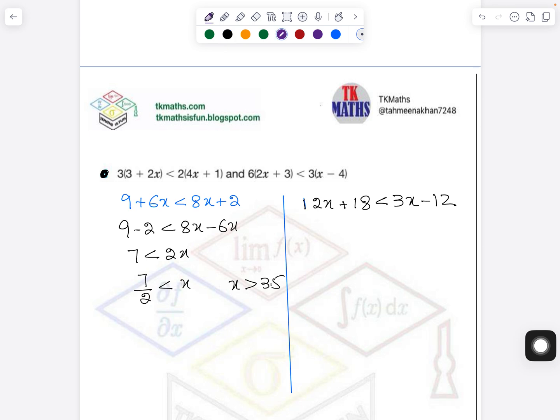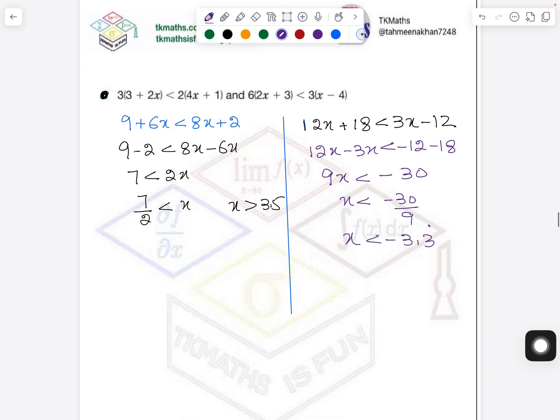Let's see in the second inequality. So x is less than minus 30 divided by 9, just to get approximately the idea that what is 30 divided by 9 is. It is approximately equals to 3.3333, right? And when it is recurring, we can put dot on top of it.